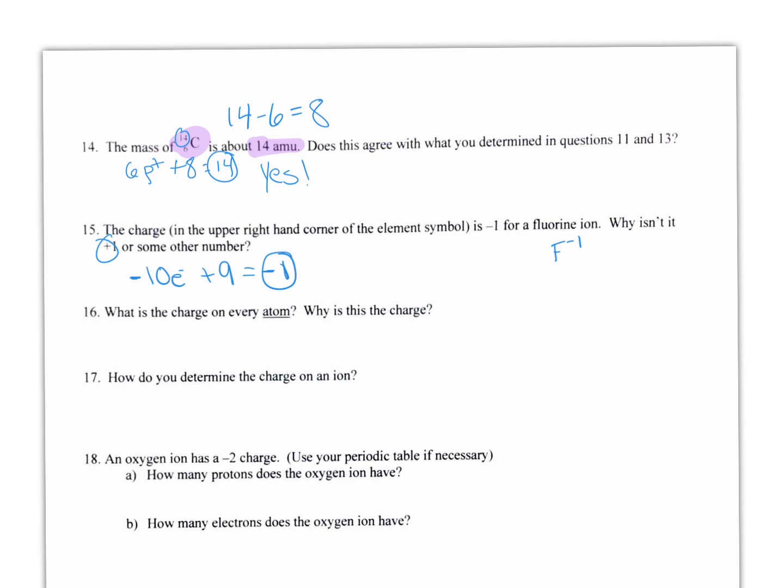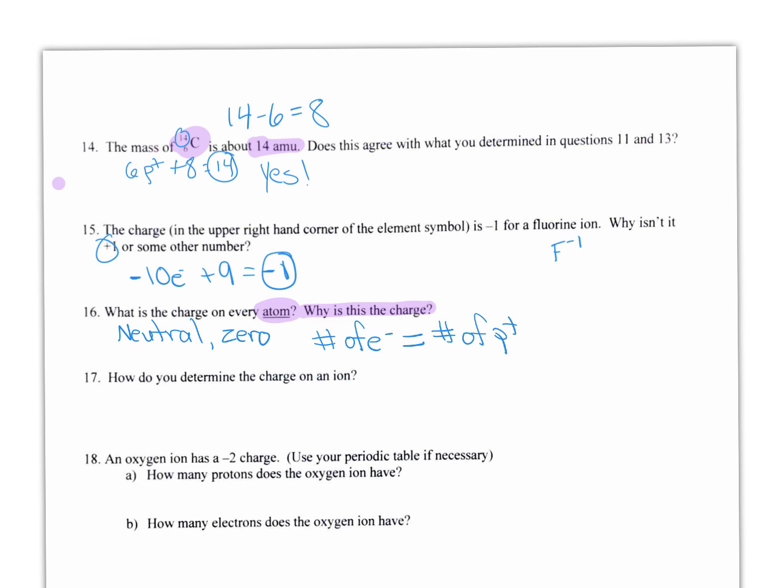Okay, number 16. What is the charge on every atom? Why is this the charge? It's kind of a trick question here. Atoms do not have a charge. So atoms are neutral, or you could say 0. Why is this the charge? Because the number of electrons equals the number of protons.